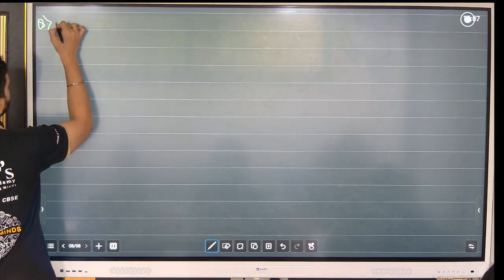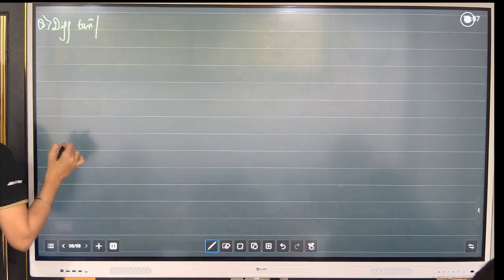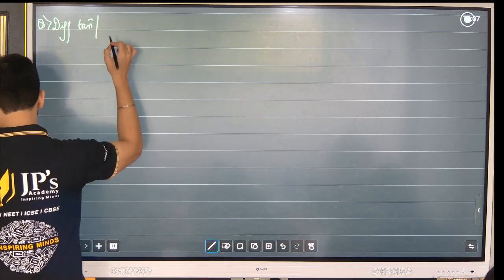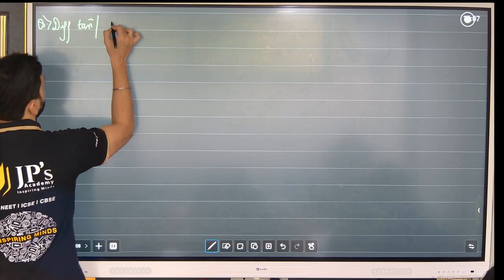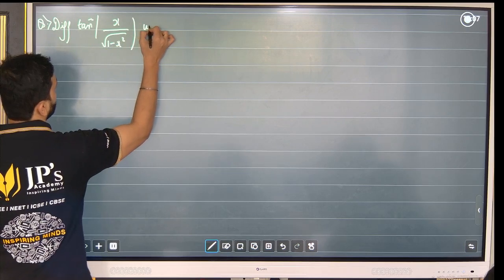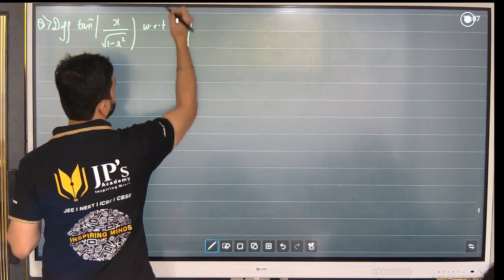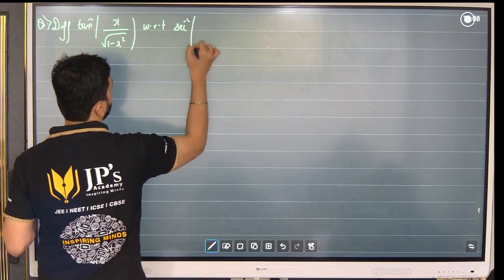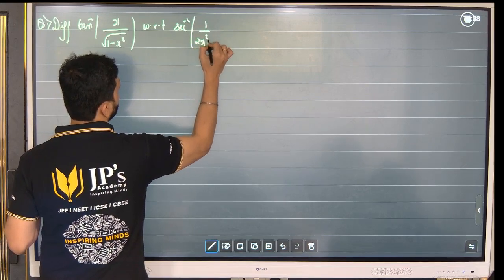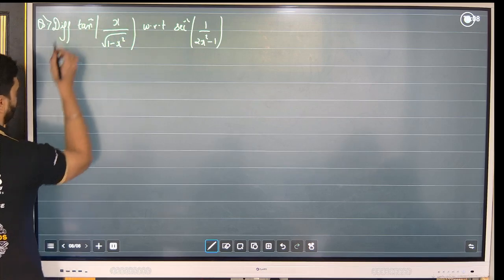Now the next question that you do: differentiate tan inverse of x upon root of 1 minus x square with respect to sec inverse of 1 upon 2x square minus 1. Okay, differentiate first term with respect to second term. Now how will it go?